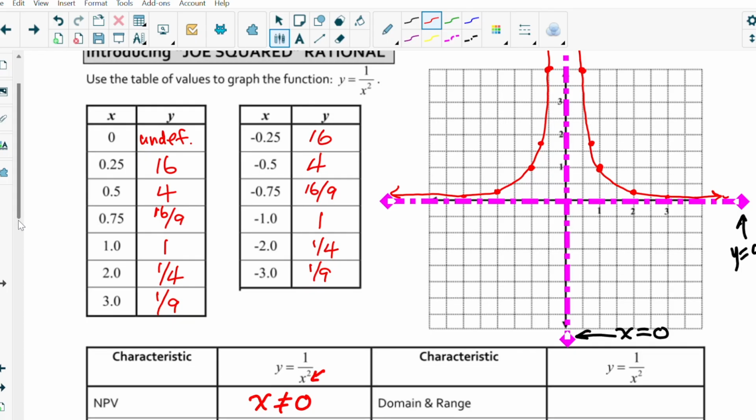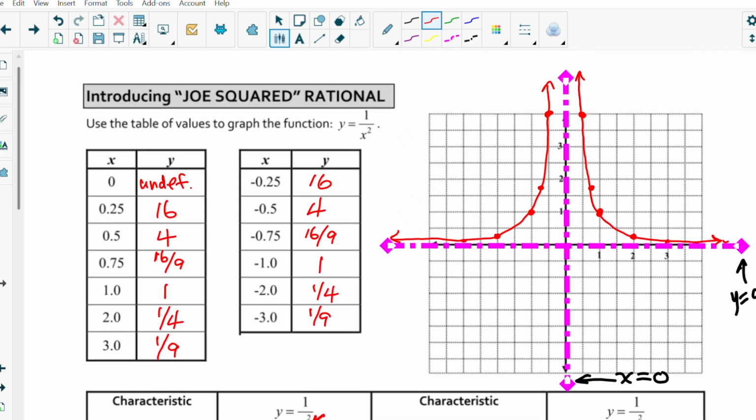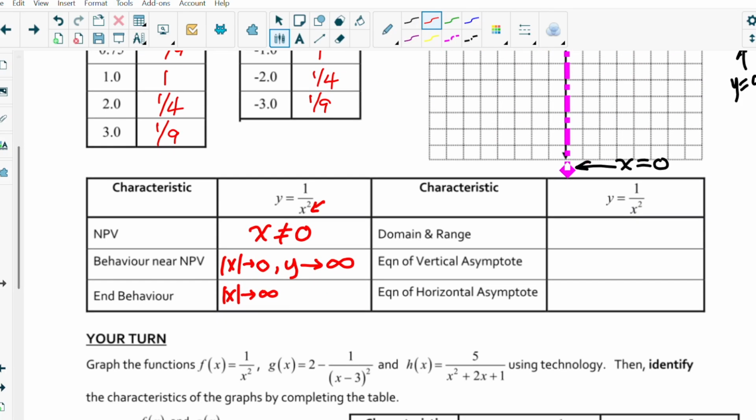Let's look at end behavior. As the absolute value of x approaches infinity, what happens to the y value? So this time, as x approaches infinity, the y value keeps getting closer and closer to 0, so y approaches 0.